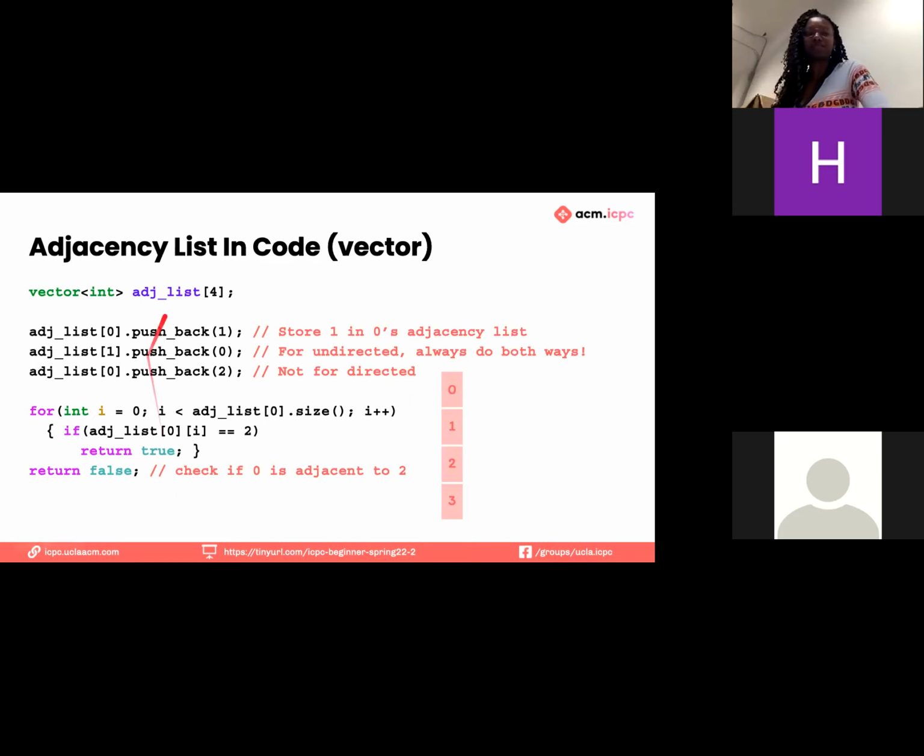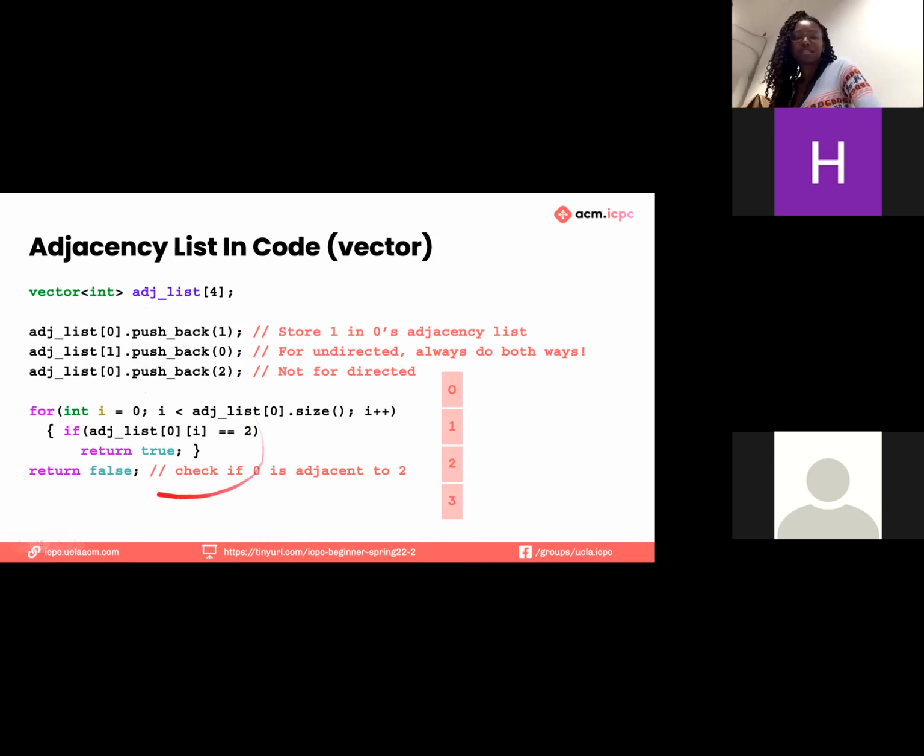You could declare a vector of integers, an adjacency list, called adj list. And then you can push into 0, you can push 1, and for 1, you can push 0 in, because for an undirected graph, you've got to do both ways, of course, because they're both adjacent to each other. But in a directed graph, you don't have to do both ways. So it's technically kind of less work, which is great.